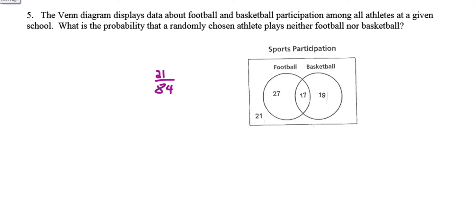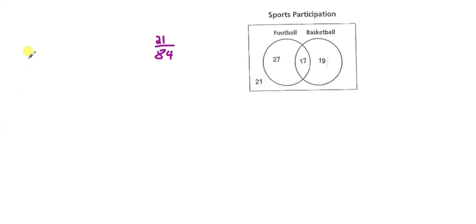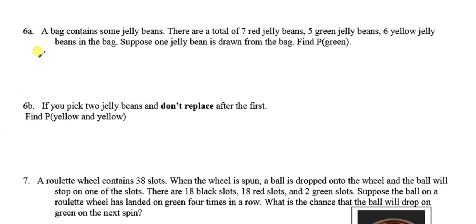The next question, and the numbers might be a little bit off on the practice test that I printed for you, but same questions. A bag contains some jelly beans. Here are the different colors. So there's a total of 18 jelly beans total. I noticed my mouse clicks are kind of loud, so hopefully that doesn't bug you too much. What's the probability of green? We have 5 green jelly beans out of 18 total.